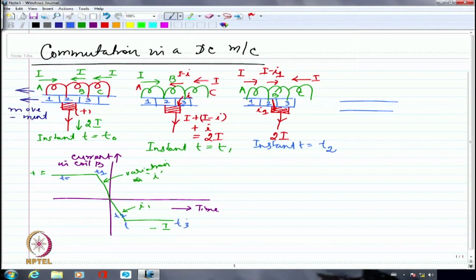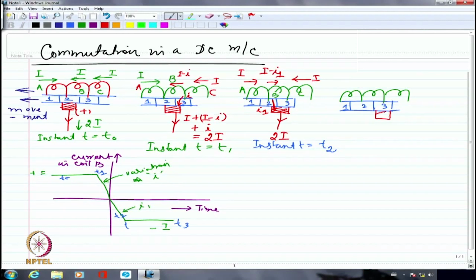Okay. So I am going to have the commutator segments again. I am starting with 1, 2 and 3. Right. So I am going to have, again, A, B and C. Now please note that the commutator segment is not going to make any more contact with 2. It has come exactly in contact with 3.